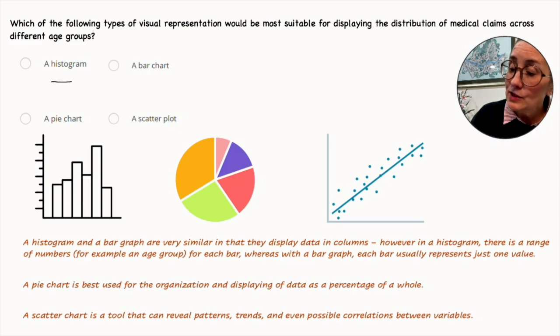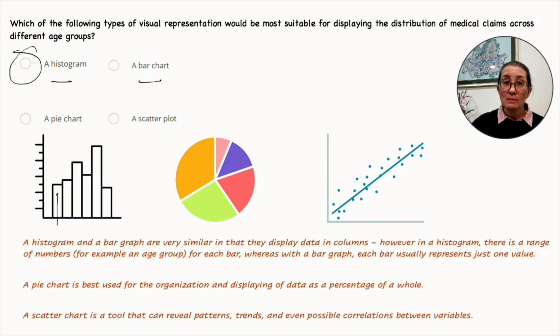So let's look at histogram and bar chart together, as they both display data in columns. However, there is a big difference. A histogram is two-dimensional and a bar chart or a bar graph is one-dimensional. With a histogram, there is a range of numbers for each column, and the width of the columns can also differ based on the difference of the range. So not just the height, but the width as well. With a bar chart, each bar represents one value only, and the width will not change.